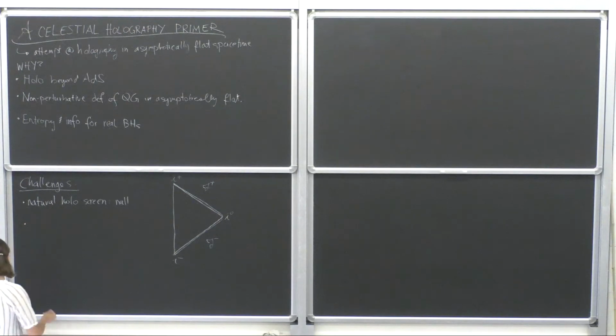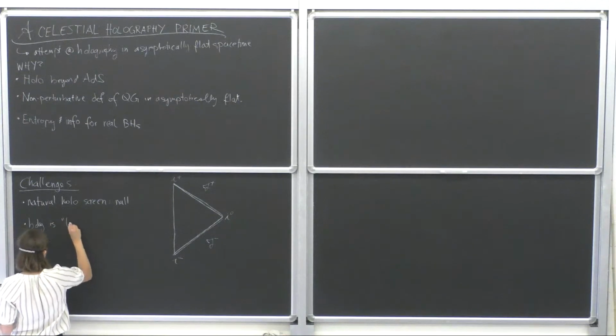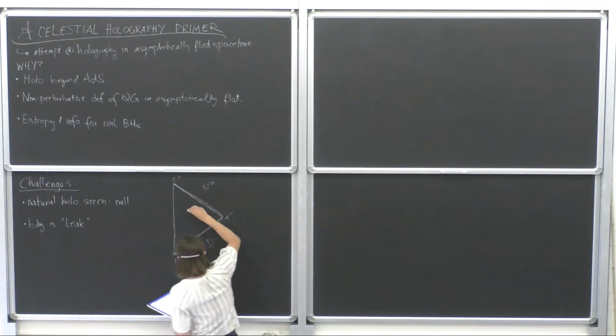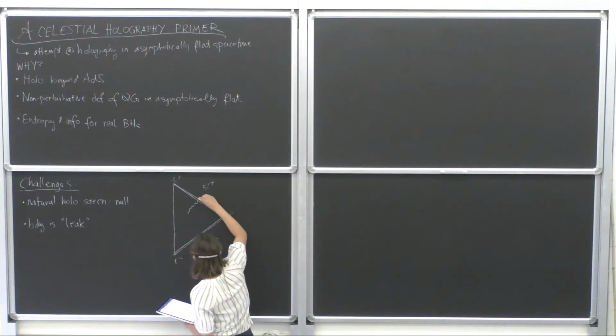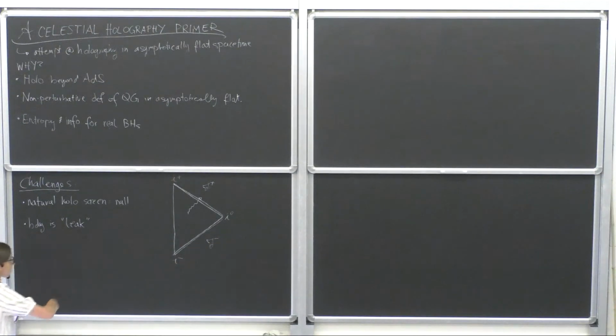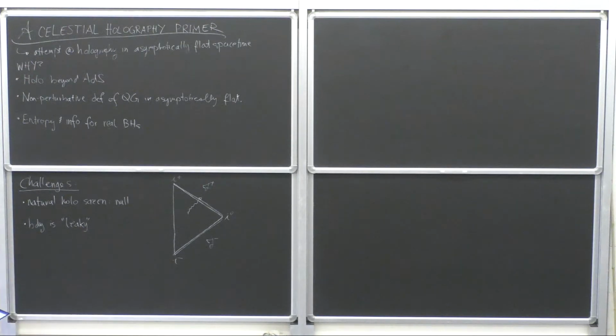Another challenge is that the boundary in asymptotically flat space is leaky. Namely, radiation can hit the boundary and flux or charge can leave the spacetime. In that sense, it is leaky. And that is also unlike AdS, where we can study quantum gravity in a box.